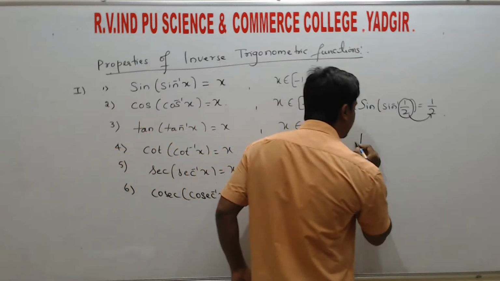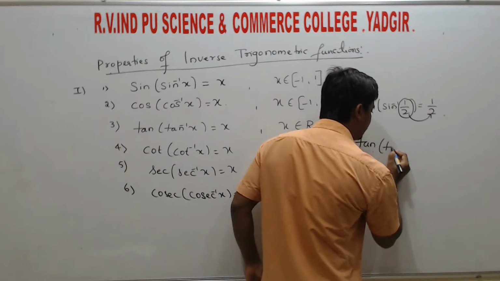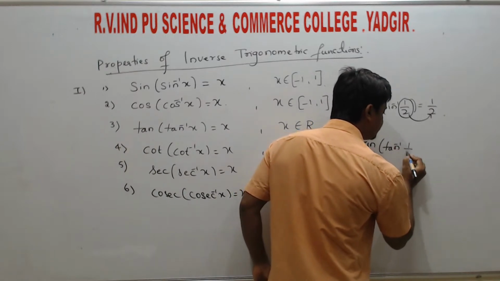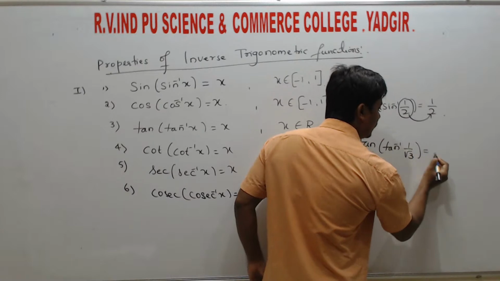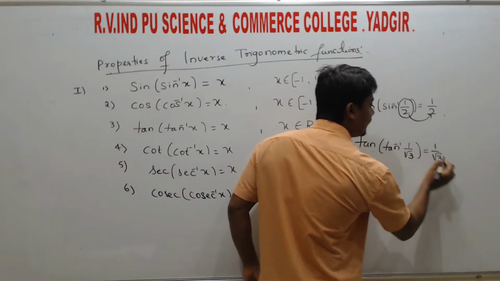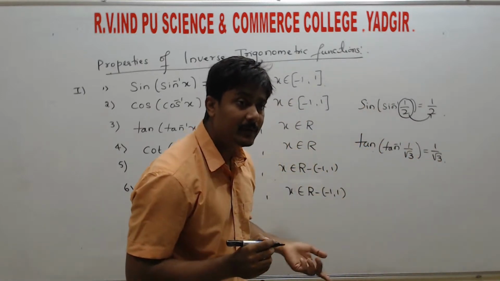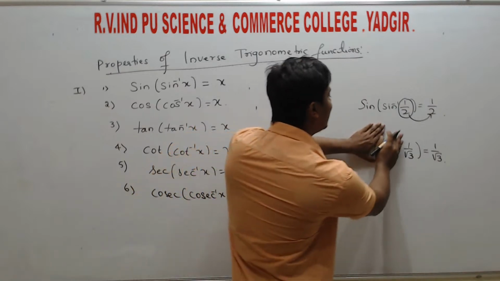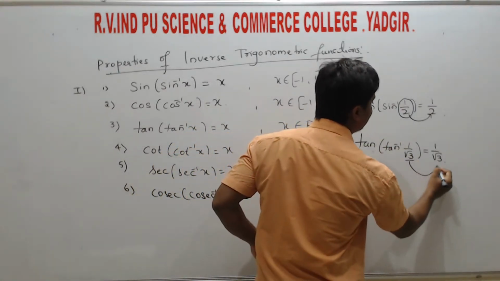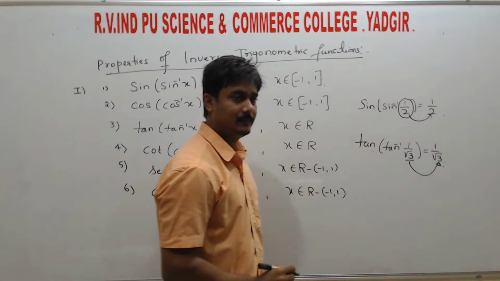If I ask you what is tan of tan inverse 1 by root 3, we will say that the answer is 1 by root 3. How to remember it? Tan and tan inverse will cancel out. We get the answer as what? 1 by root 3. Okay.